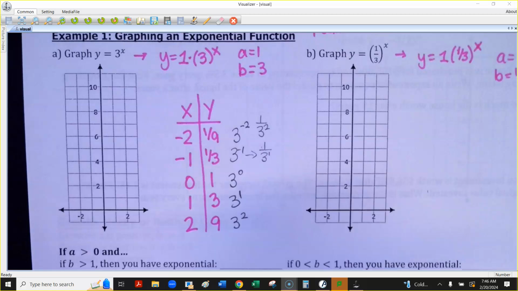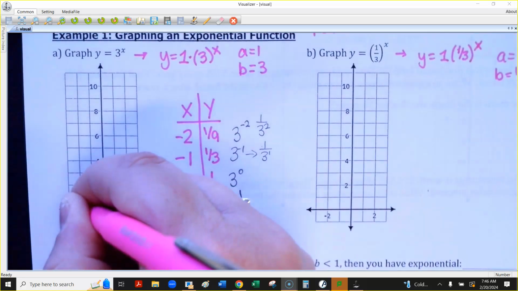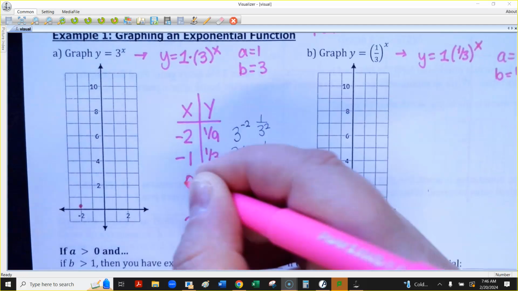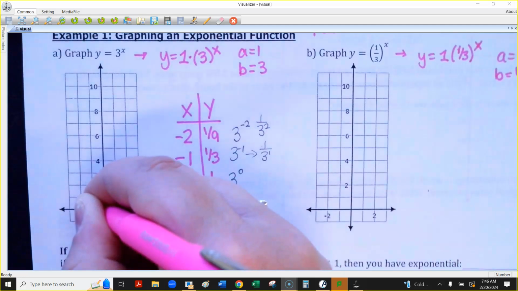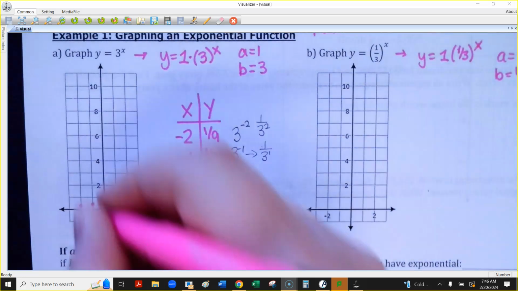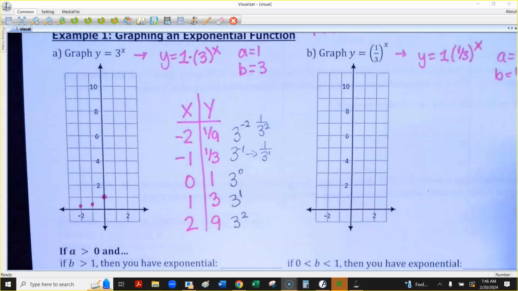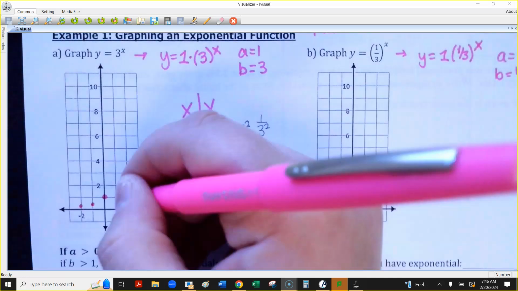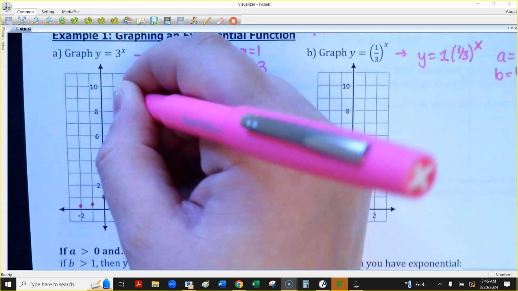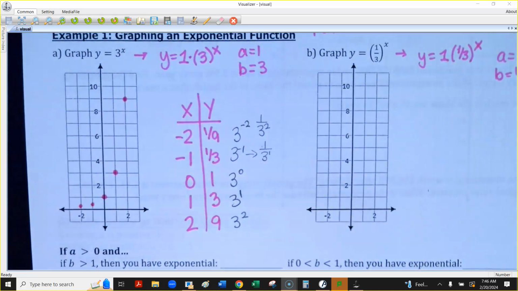So like -2 is pretty close to the x-axis. -1's at 1/3, so maybe kind of try to divide that line up in 3, I don't know. 0, 1 is a nice point. And then I have 1, 3, that'll be a nice point. And then I'll have 2, 9. And this will give you guys an idea of the general shape.